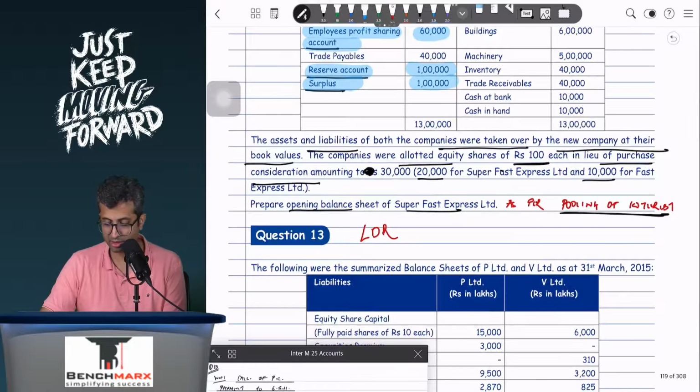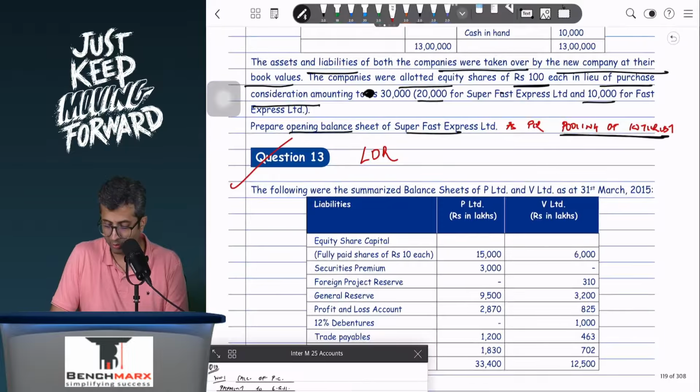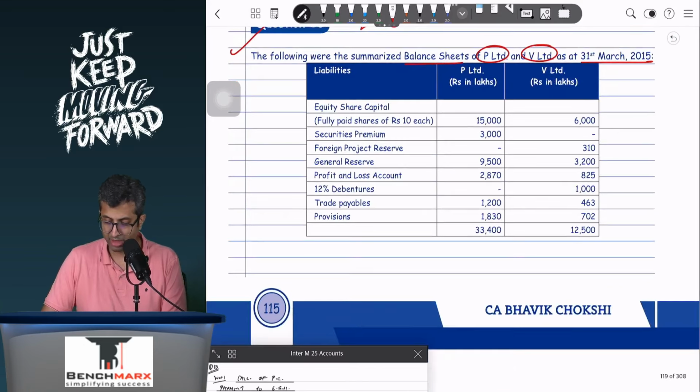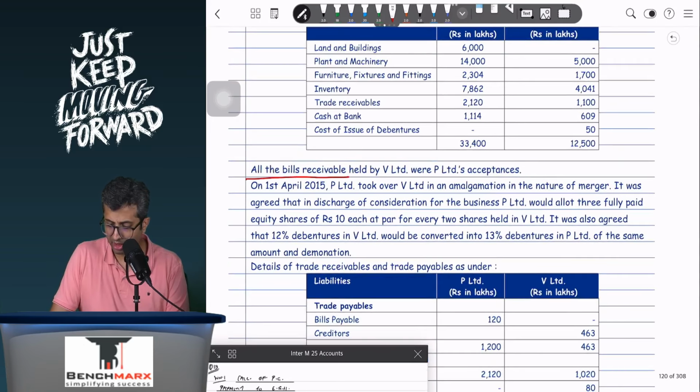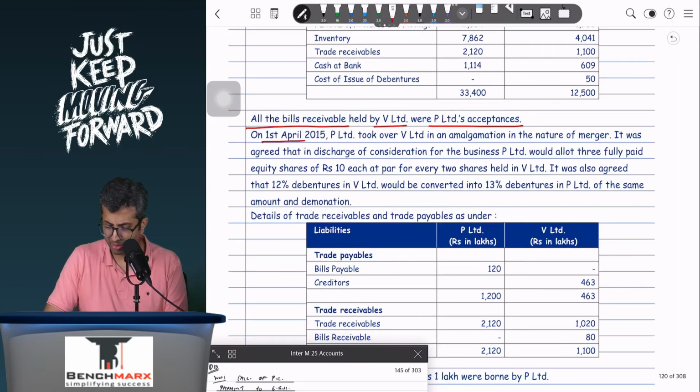This is the question regarding pooling of interest, which you can mark as important and review for your last day revision. Now, the following were the summarized balance sheets of P Limited and V Limited as on 31st March 15. The balance sheets of P and V are given to you. All the bills receivable held by V were P's acceptances. So these are intercompany, you will have to eliminate. On 1st April 2015, P took over V in amalgamation in the nature of merger. The question is very clearly telling you. So we don't have to take the acquisition method, we'll take the pooling of interest method.